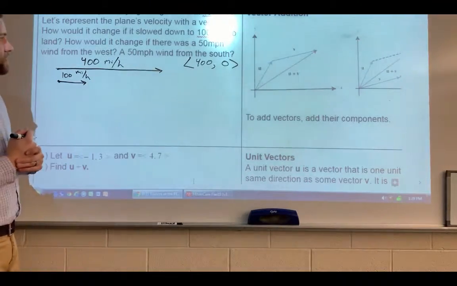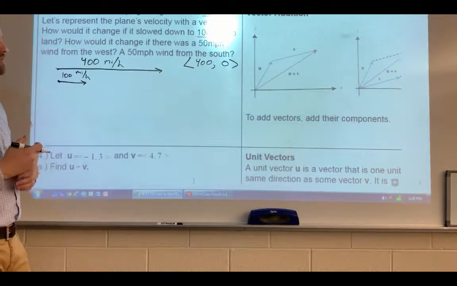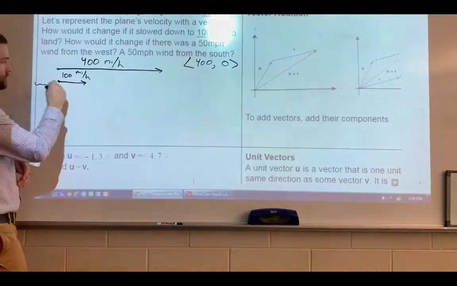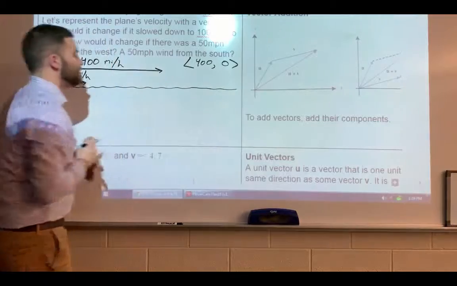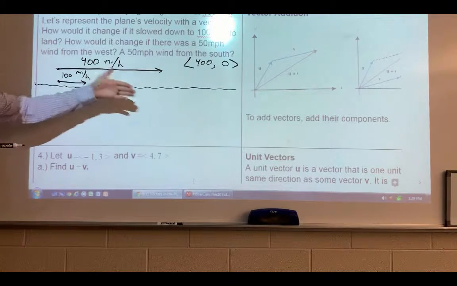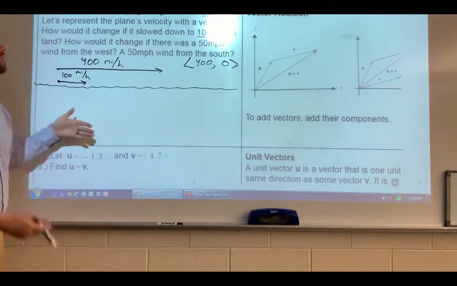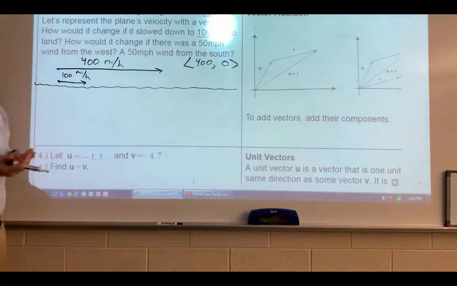How would it change if there was a 50 mile per hour wind from the west? How about a 50 mile per hour wind from the south? So let's think about this. Draw a line here. 50 mile per hour wind from the west. Okay, well, the plane is flying straight west, and it's getting hit by a wind that's 50 miles per hour from the west. So how fast will that plane be going?